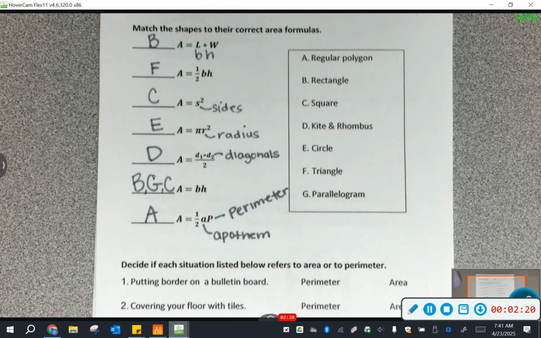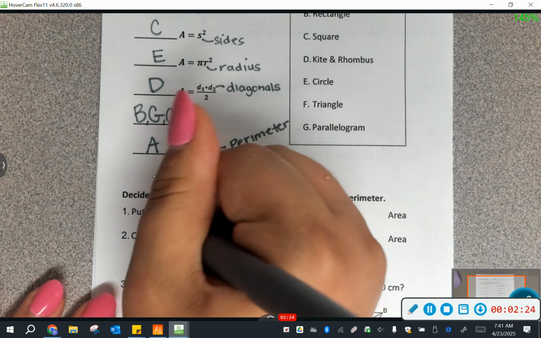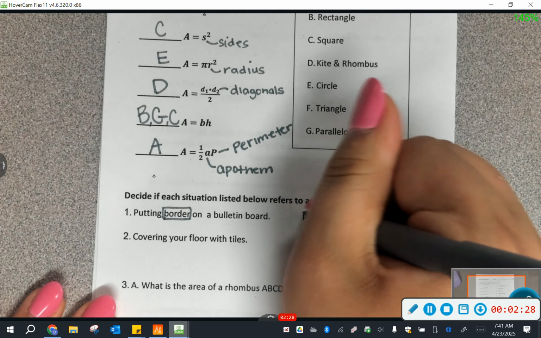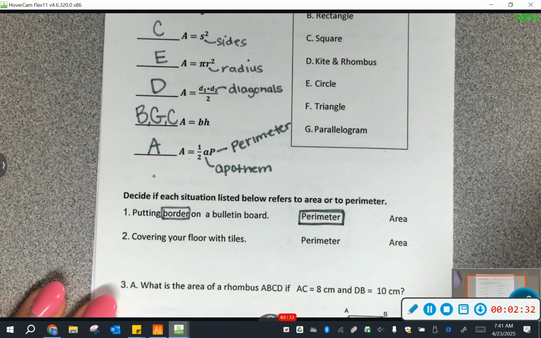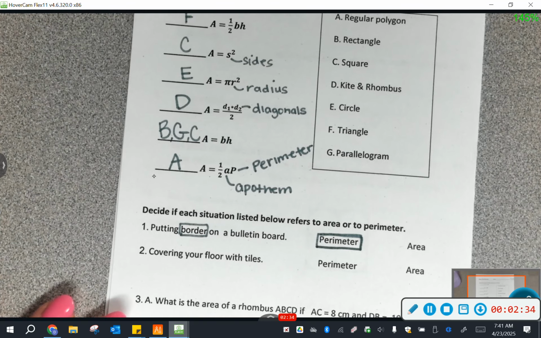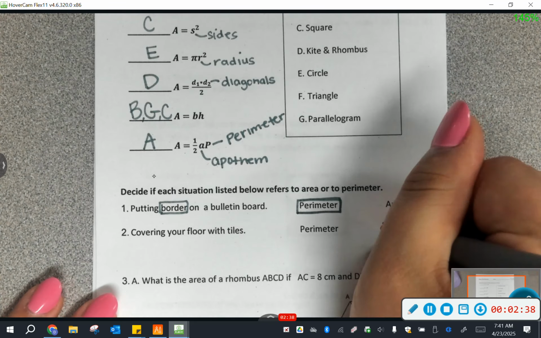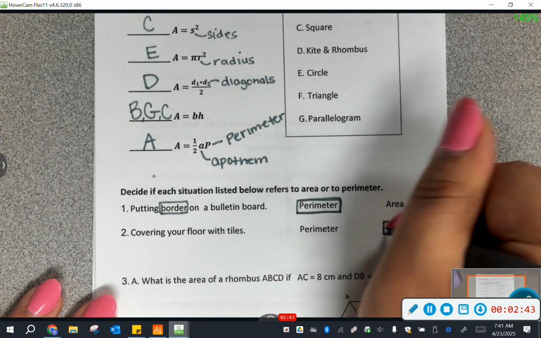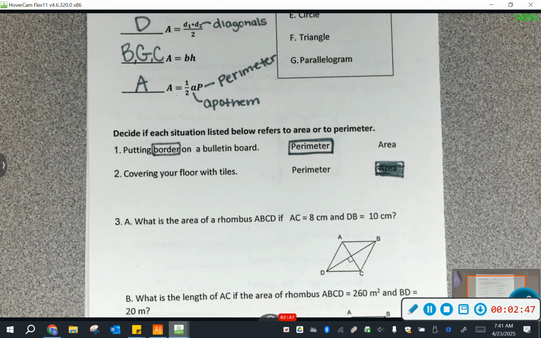Next questions. Putting a border on a bulletin board. Anytime you see something about a border, what is that probably? Perimeter. Perimeter is around. Covering your floor with tiles. Anytime you're doing the whole thing or covering things, that's going to be area. Remember, area means the inside. How much is inside? So that's area. So you will have questions where you have to circle those letters.